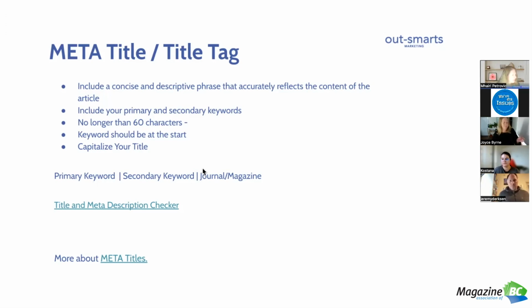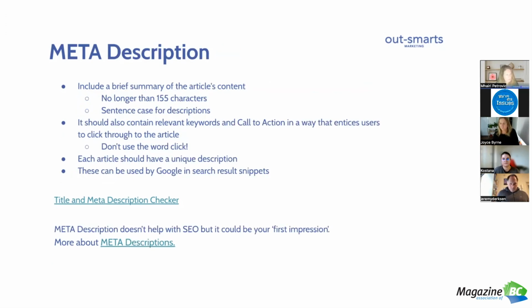So about in the middle of the page here, you have an example of what a meta title would look like. You include your primary keyword, your secondary keyword, and the name of your journal, if it makes sense to do so. And you can click through on these links here to learn more about creating meta titles or title tags. The next one is your meta description.